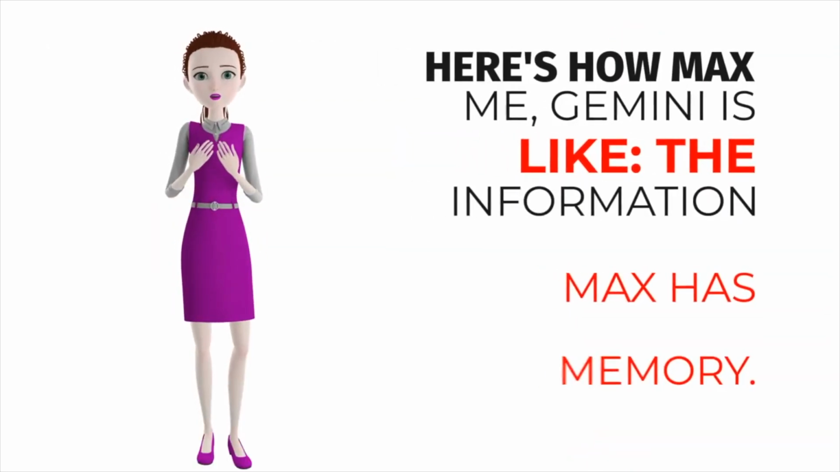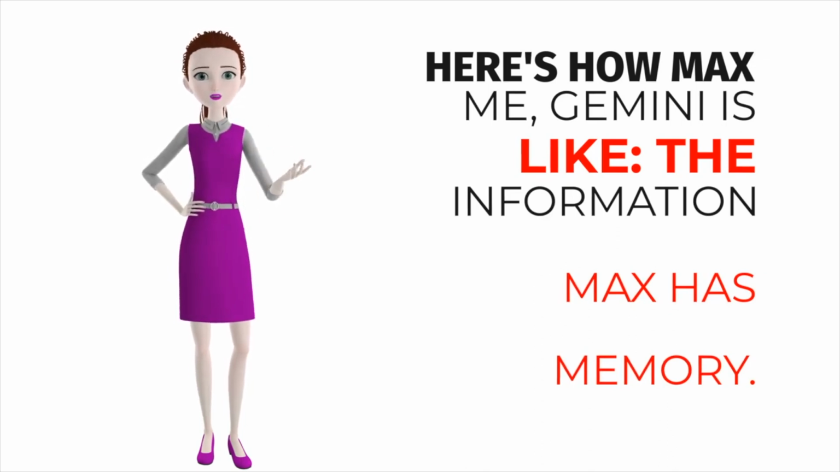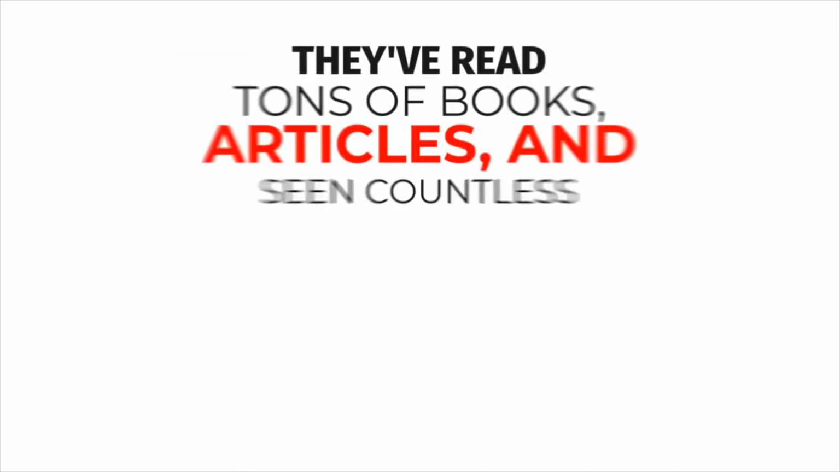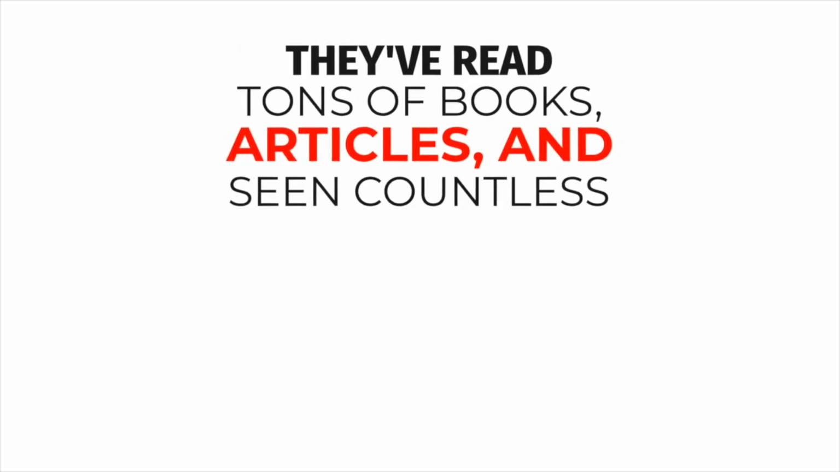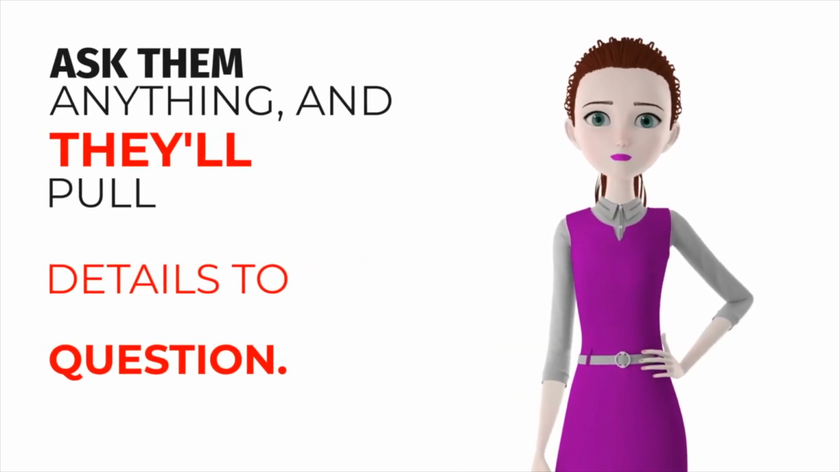Imagine you have a super-powered friend named Max. Here's how Max (Gemini) is like. The information vault. Max has an amazing memory. They've read tons of books, articles, and seen countless videos. Ask them anything, and they'll pull out relevant details to answer your question.